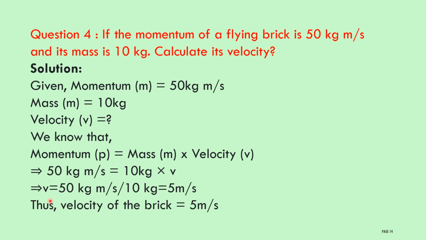Velocity is nothing but 50 divided by 10, then 10 ones are 10, 10 fives are 50. You will get 5 meter per second. Therefore, the velocity of the brick is 5 meter per second.